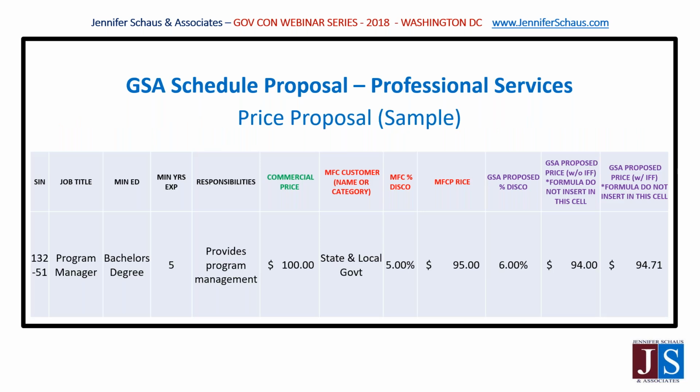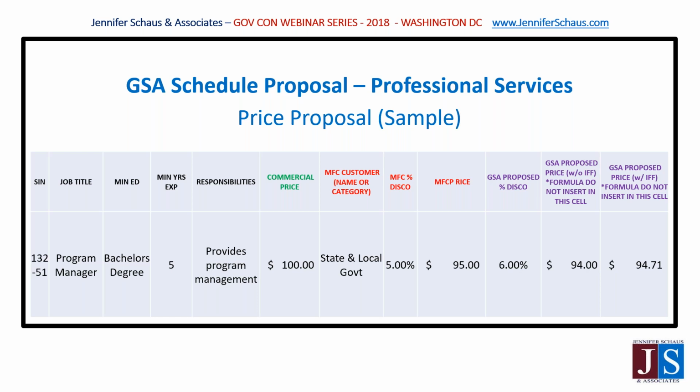Here's just a screenshot of what a sample price proposal might look like. You've got your special item number. This obviously is 132-51. Far left-hand corner is where I am. I'm going to move across to the right. 132-51 is the special item number under Schedule 70. That special item number is for IT professional services.